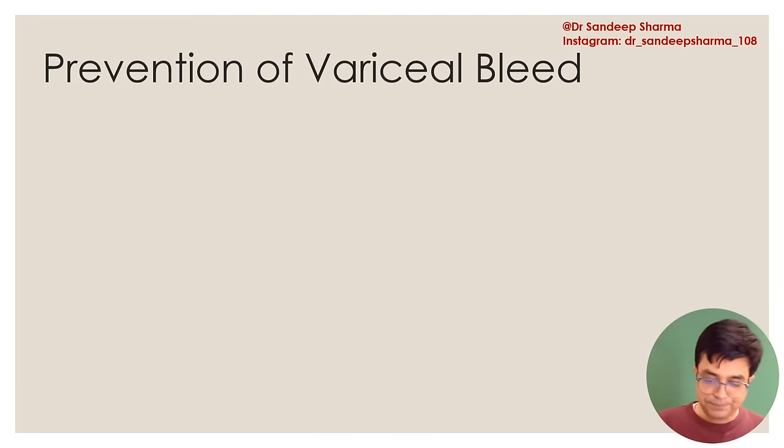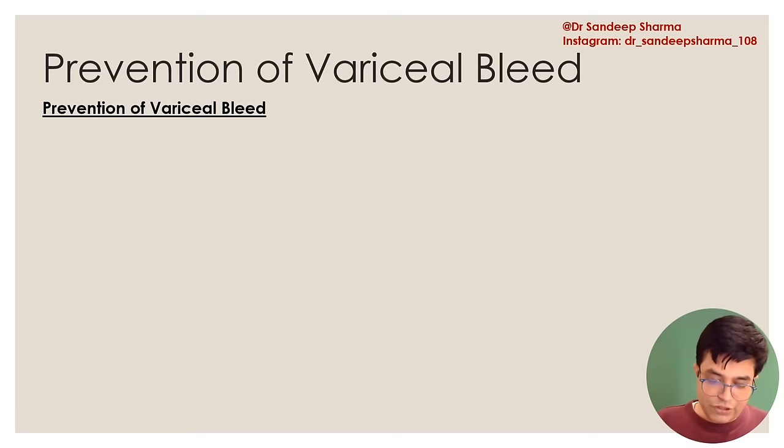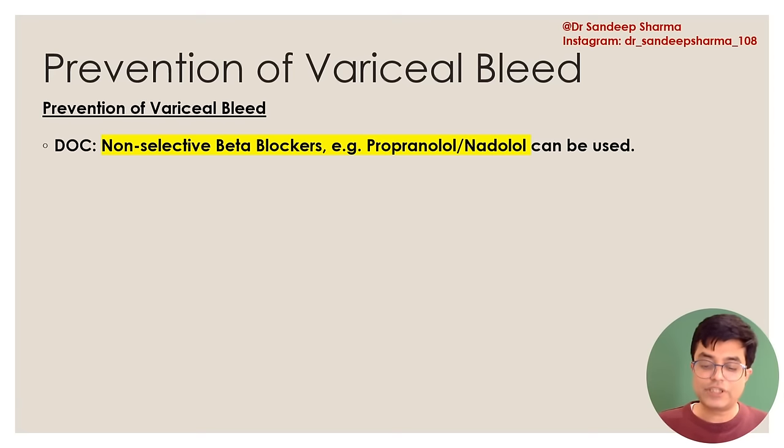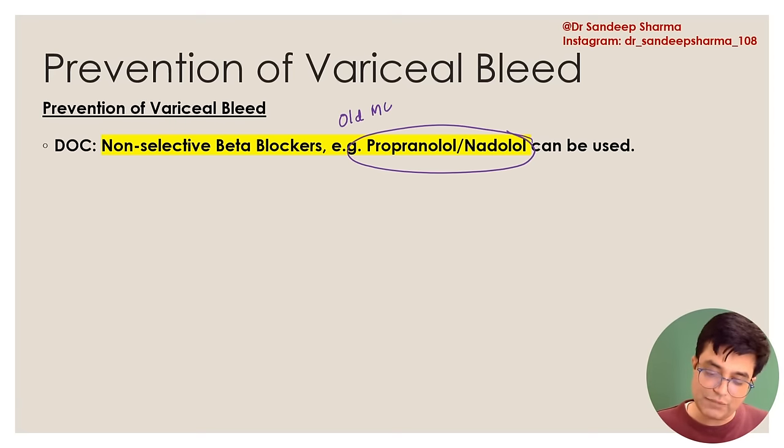Moving further, how will you prevent variceal bleed? Suppose varices are there, they are not significantly bleeding, and you want to prevent it. So for prevention of variceal bleed, the drug of choice is non-selective beta blockers like propranolol or nadolol. It's an old FMG MCQ. Please mark it. It's an old MCQ one-liner for the exam.